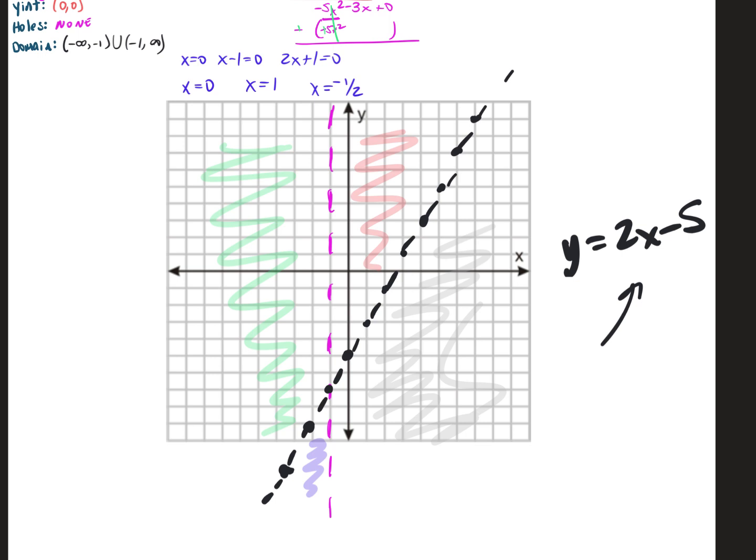All right, so before we start plugging in numbers, let's plot our intercepts. Where does this graph touch the x-axis? What are my x-intercepts?